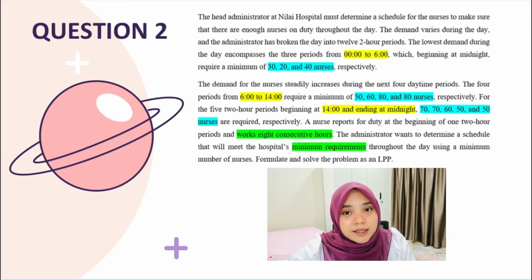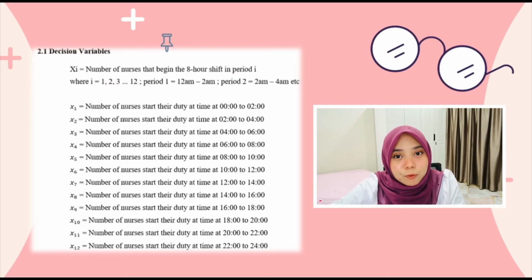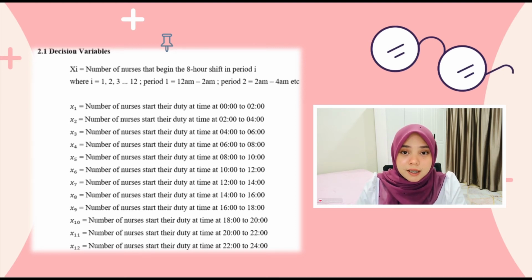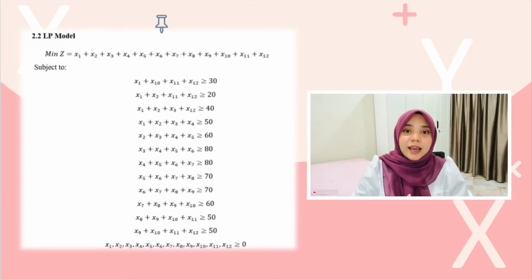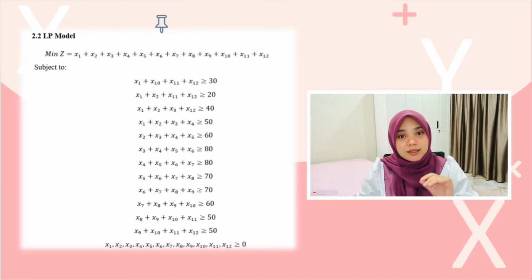This question requires us to determine the minimum number of nurses, and we have to solve the problem by using LPP. This is the first part, where we provide all the decision variables that we understand and take from the question. We denote that xi is equal to the number of nurses that begin the 8-hour working period i, where i is equal to 1, 2, 3 until 12, while the period starts from 00 hours to 24 hours. After that, we came up with an LP model, which is stated as minimum Z equal to x1 plus x2 plus x3 until plus x12 and subject to those equations.